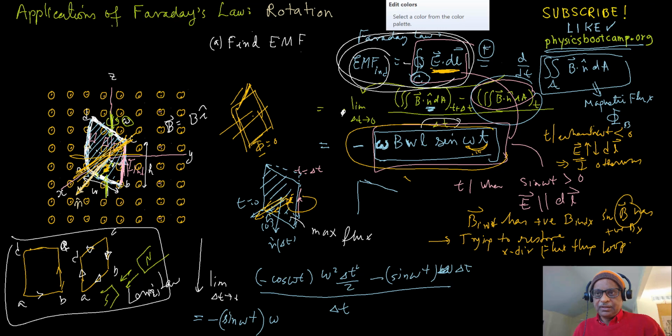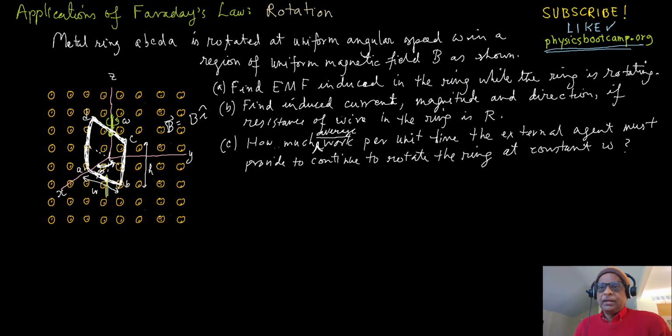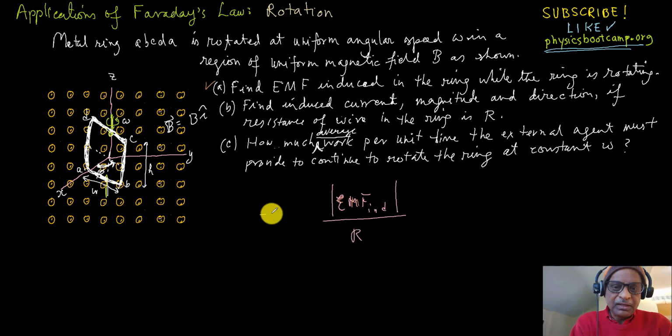Okay. Let's see. Okay, so we've done the A part. Now we can try to do the B part, the induced current. The B part is very easy to do because we have the induced EMF already obtained. We take its absolute value, divide by the resistance, and that will be the magnitude of the induced current.